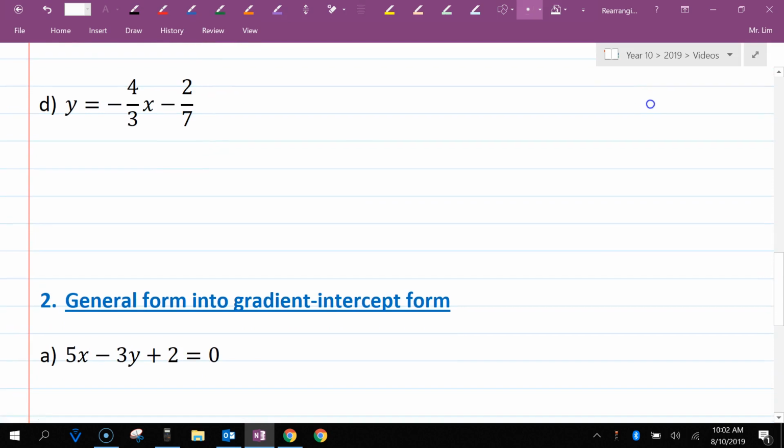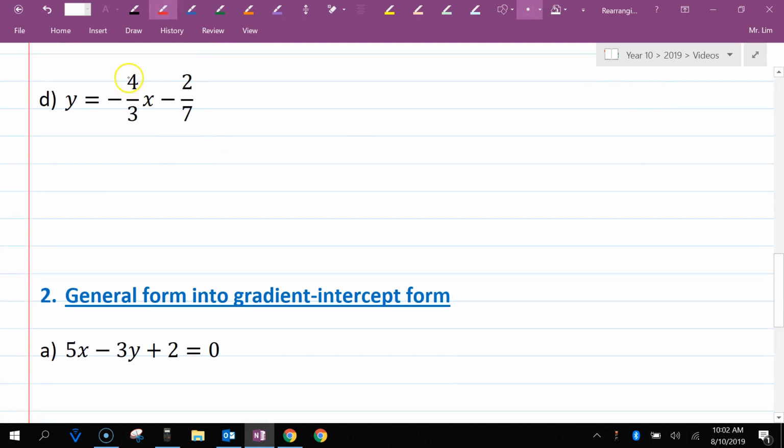Question D. I see that x is negative, so I'm going to move everything on this side to that side to make x positive. That will give me 4 over 3x plus y plus 2 over 7 is equal to 0.